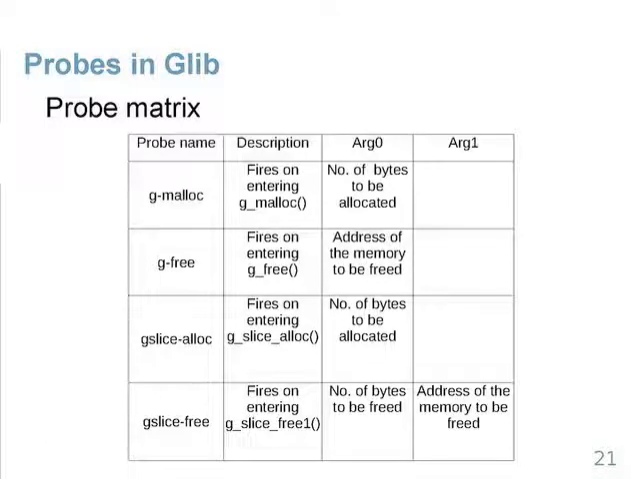So in glib I've added probes in the malloc equivalents. This function called g_malloc, which all GNOME applications make calls to in case they need memory. g_free is the equivalent. g_slice_alloc is the slab allocator implementation present in glib. So applications which have requests of certain object sizes create their own caches and make allocations.